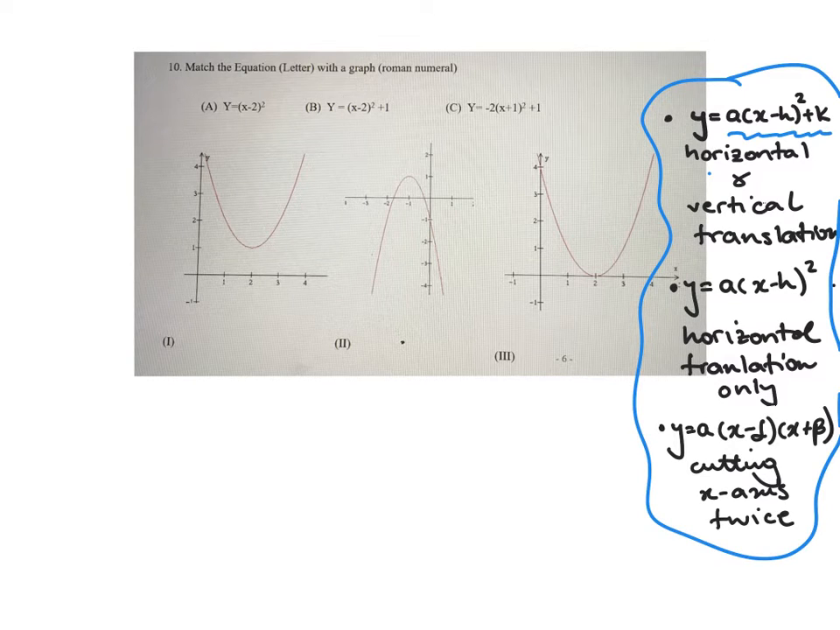So I'm going to start with this one here. It does look simple enough. You can see that the graph is touching the x-axis once when x is equal to 2, which means that this one has only horizontal translation. So the graph has been shifted to the right by 2 units, and hasn't been moved up or down. So only horizontal translation, which means I'm looking for something like this.